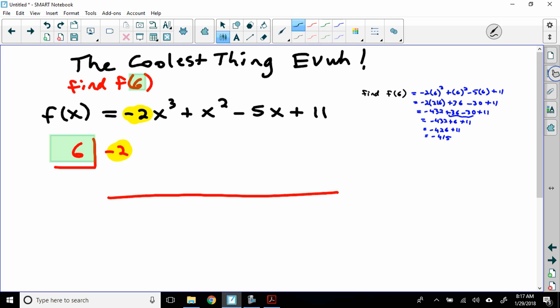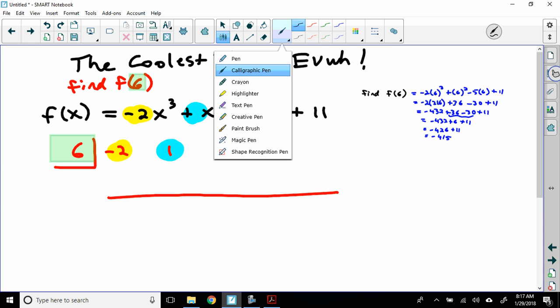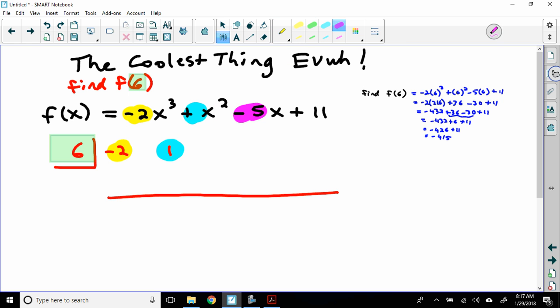All I'm doing is grabbing my coefficients. So what's that coefficient? 1. A lot of people think it's a 0, but that coefficient's actually 1. And then my next coefficient is negative 5, so I got a negative 5 there. And then I do want to use a highlighter on this. And then the 11, right? So there's 11. Everybody see the setup so far?